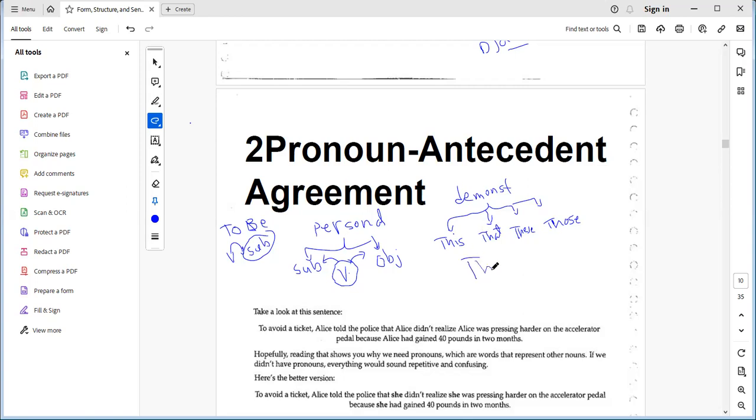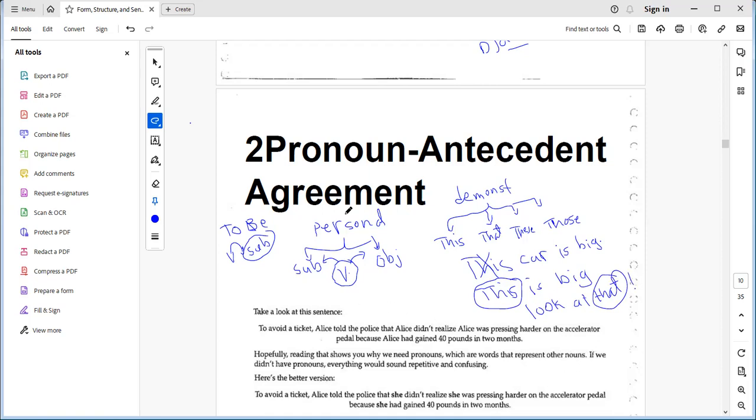So, this car is big. This is not a demonstrative pronoun. This is a demonstrative adjective because a noun comes after it. If I said, this is big, yes, now it's a demonstrative pronoun. If I told you, look at that, it's a demonstrative pronoun because nothing comes after it.